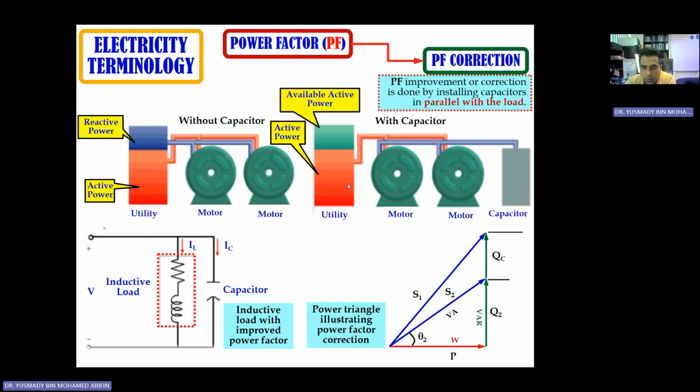Okay, so we have total Q1 or total reactive power. So by using the capacitor, we have a greater value of apparent power.